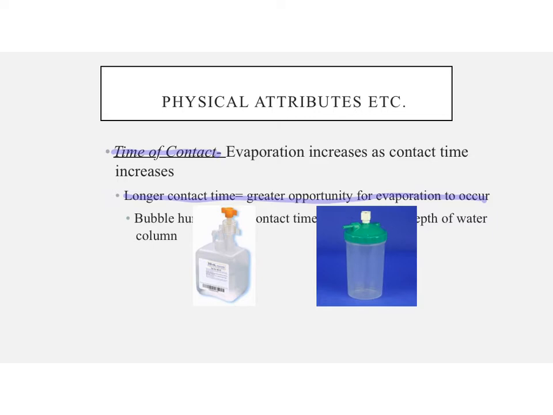For passover and wick humidifiers, I'll write this out since it's not on here, but it's on your PowerPoint on Blackboard. So flow rate of gas through the humidifier is inversely related to contact time. So basically what that's saying is if you increase flow with a passover wick humidifier, you're going to decrease contact time.